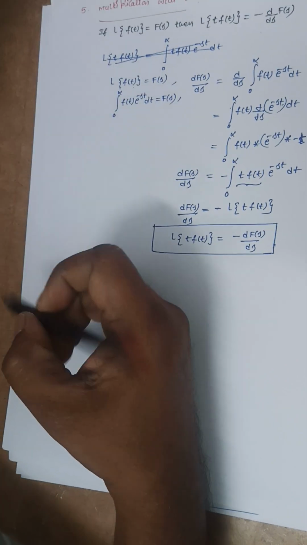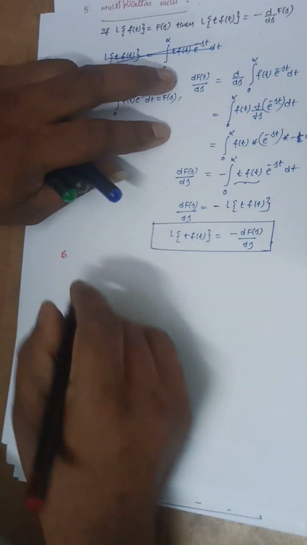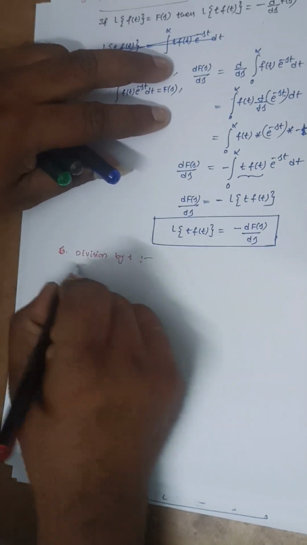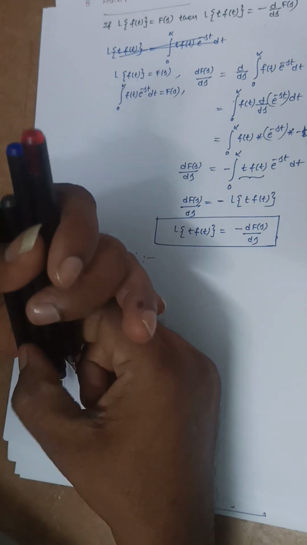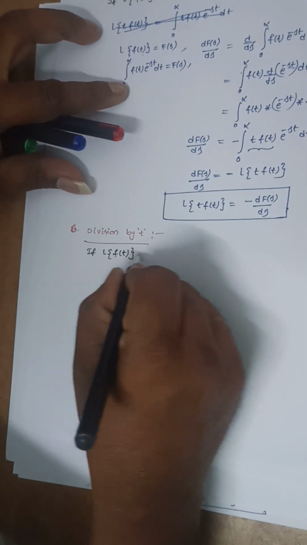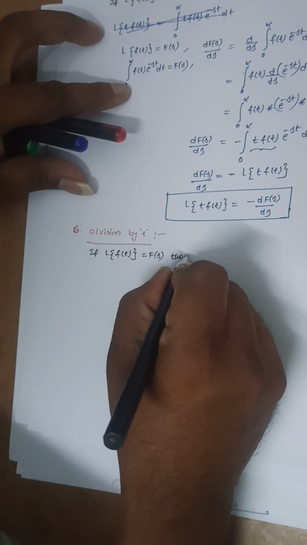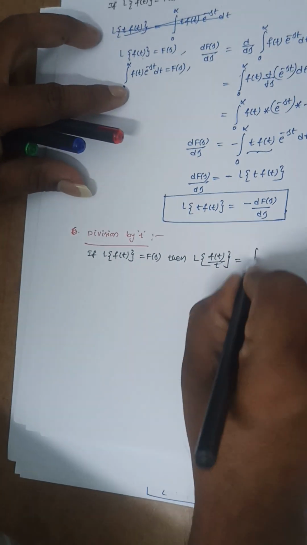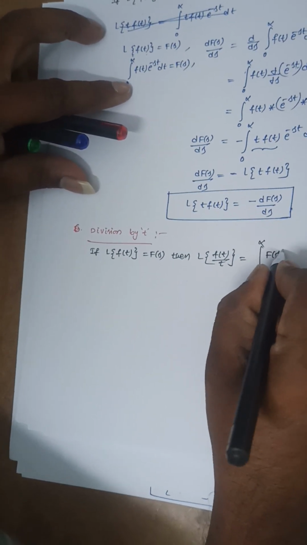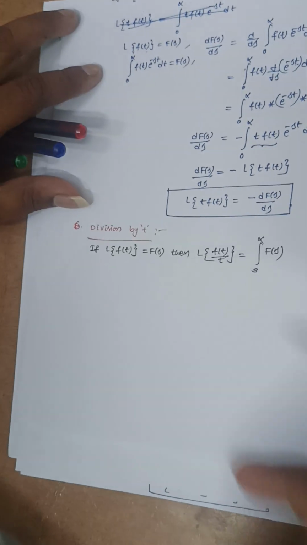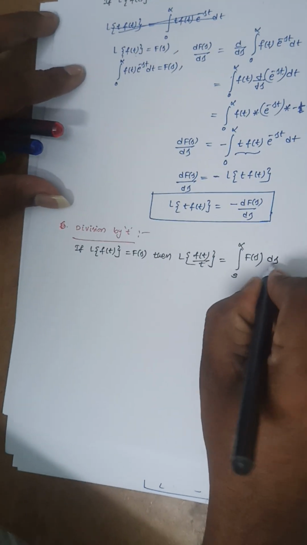Next, division with t. Sixth one is division by t. So what it says here is, if Laplace transform of f of t is equal to f of s, then Laplace transform of f of t by t is equal to integral s to infinity f of s ds. So this is the division by t Laplace transform property. S to infinity f of s, it is ds here.